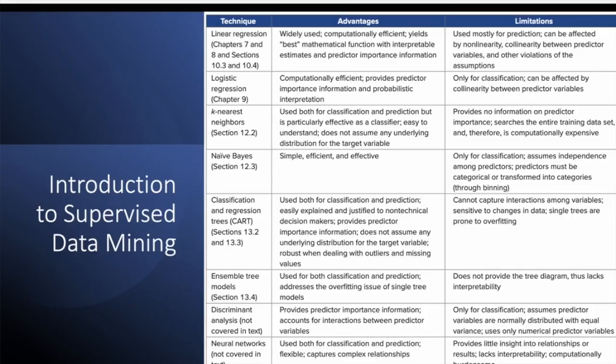We may use a term in this chapter which is called scoring a record. Scoring a record is a process for classifying or predicting the value of the target variable of a new record for given values of predictor variables. So this is a term that we may use in this chapter.